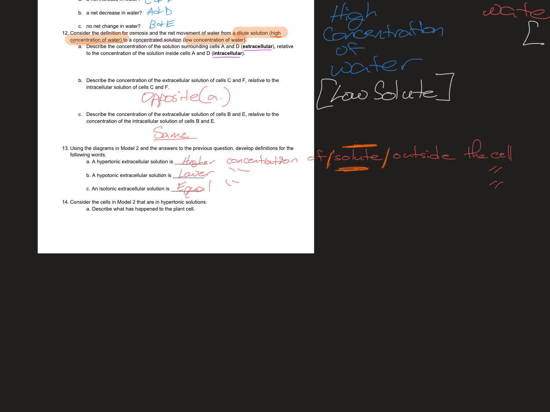Consider the cells in Model 2 that are in hypertonic solutions. Describe what happened to the plant cell in a hypertonic solution. Water left, went from its high to its low, and the cell shrank.